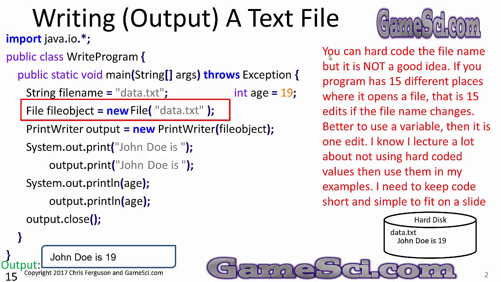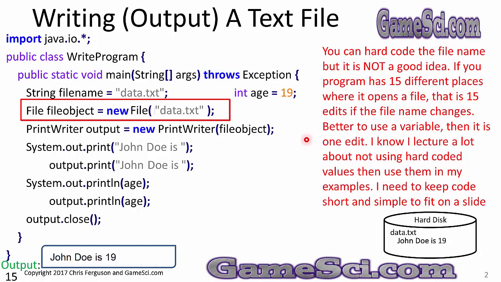You can hard code a file name, but it is not a good idea. Here in the red box, I'm opening or accessing a file object, and I've hard coded a file name while I'm creating the file object. What if your program has 15 different places where it opens a file? That is 15 different lines of code that you would have to edit. Better to use a variable like I did above. If you use a variable and you change this one file name, it changes everywhere you open a file, not just one line of code.